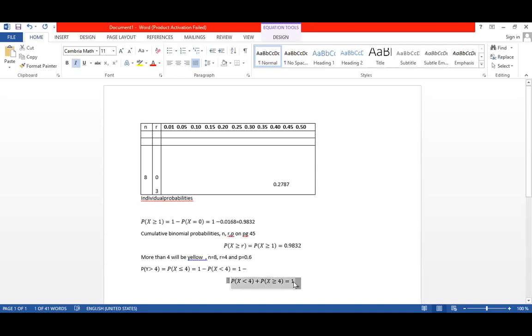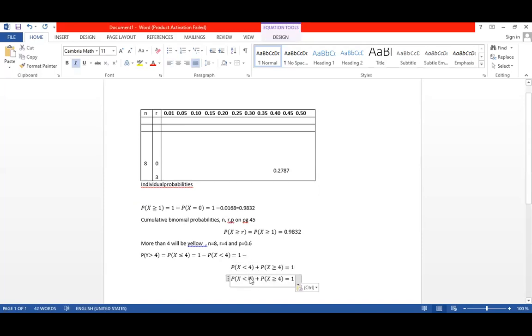Yes, teacher. If I had, let me just have another set. Let me copy this one. If I had X is less or equal to 5, when I add those which are greater or equal to 5, will it give me 1 as well? Yes. Do you understand what I'm doing?